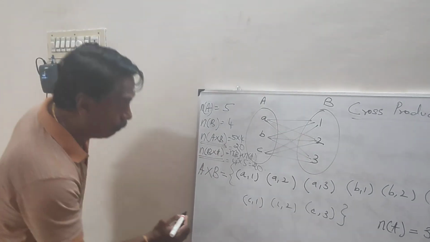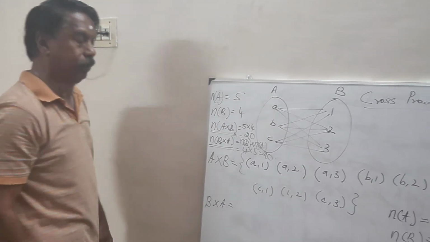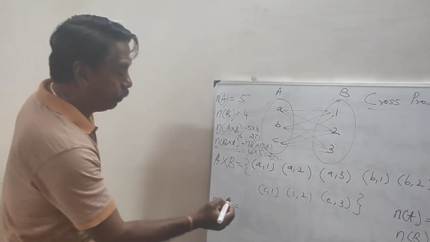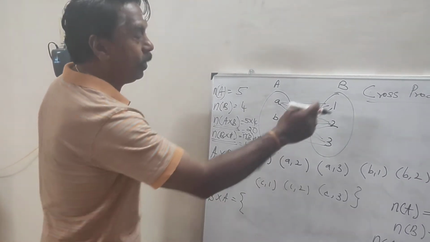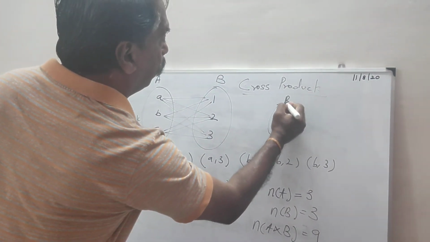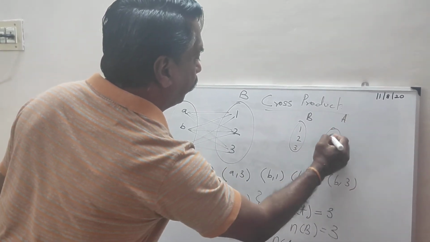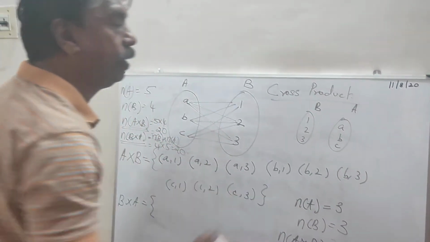So what is B cross A? Let me find it now, and we will find a new relation. What is B cross A? B is 1, 2, 3. Let me take B here: 1, 2, 3. Let me take A here: A, B, C.